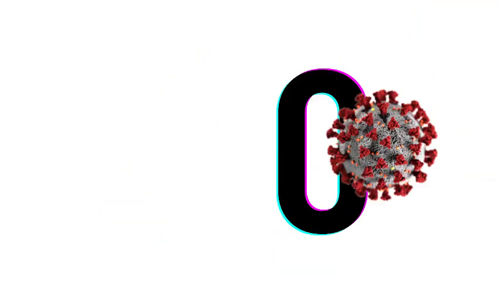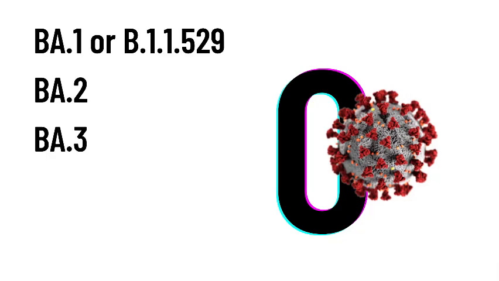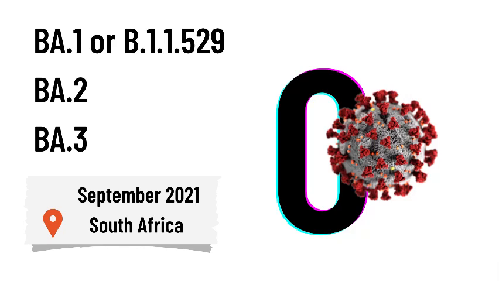The SARS-CoV-2 Omicron variant is a mutated strain from the original SARS-CoV-2. It includes the B.1.1.529, BA.2 and BA.3 strains. The Omicron variant was first found in September 2021 in South Africa, but upon further genetic sequencing, it is believed that this variant originated and circulated from elsewhere.